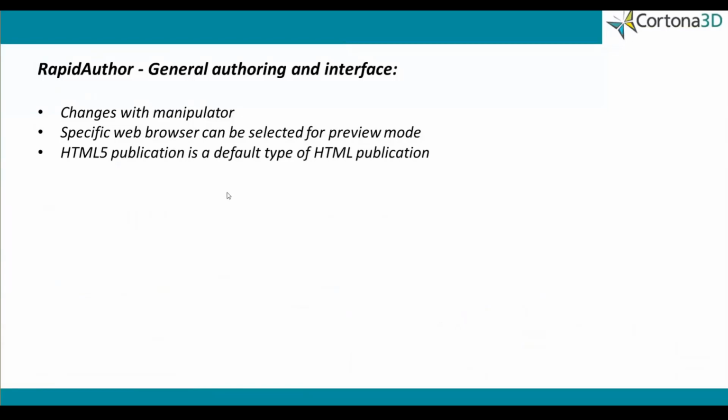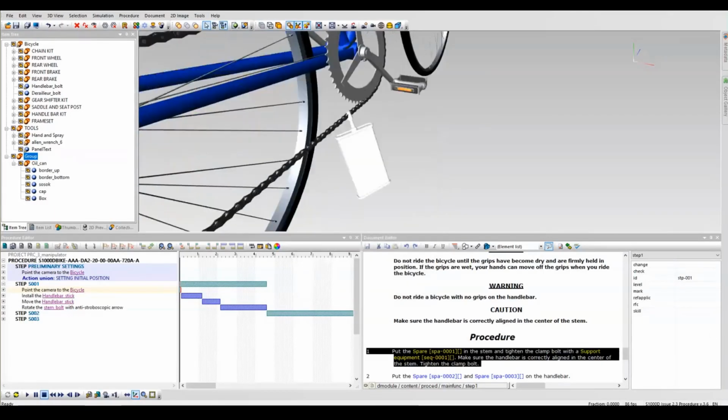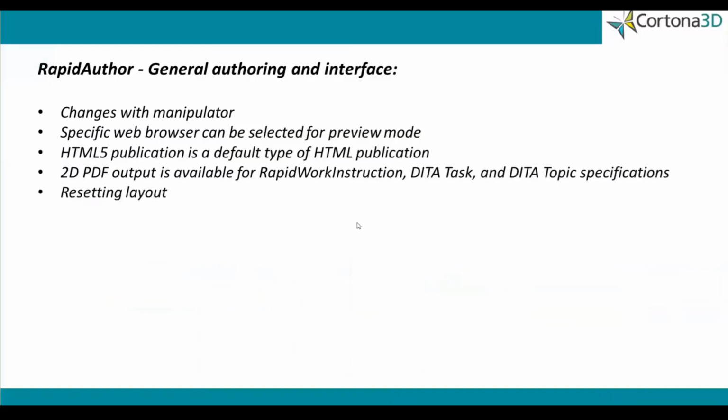The next thing is that we now set HTML5, or plugin-less, publication as default. Whenever you initially install RapidAuthor, the use browser plugins option would default to no. Just note this in case you're using plugin-based publication. This is no by default, as most of our clients nowadays use HTML5 publications.